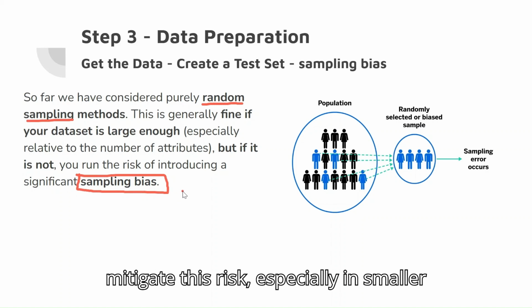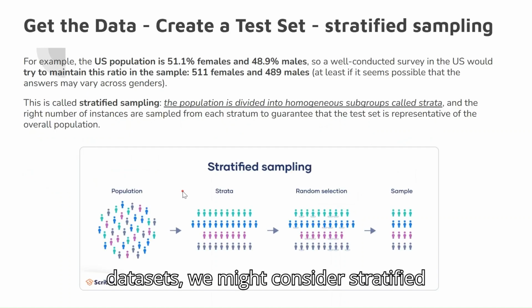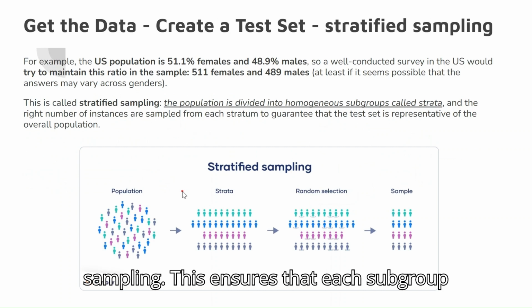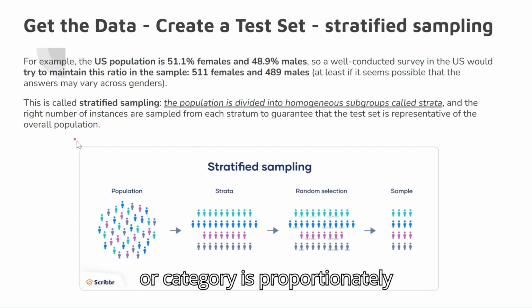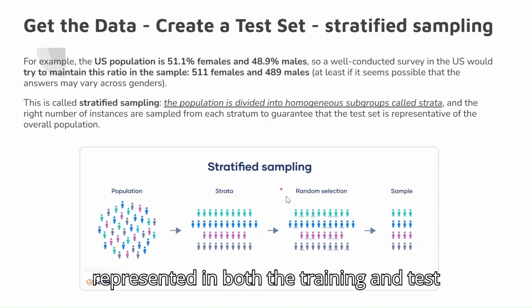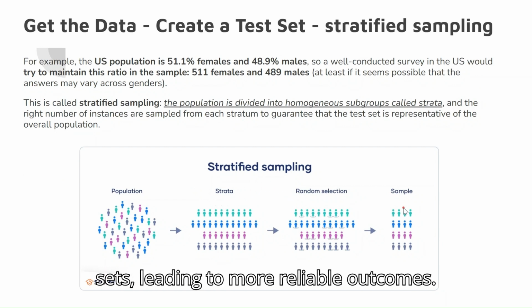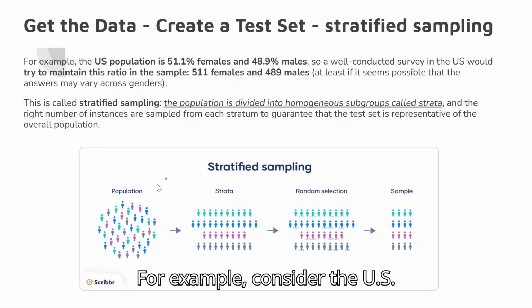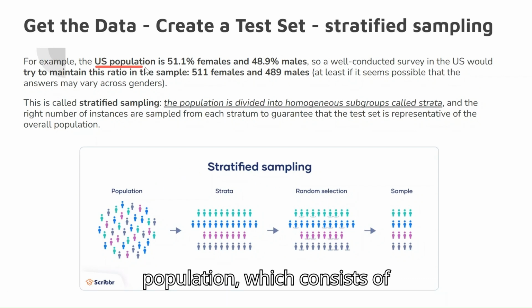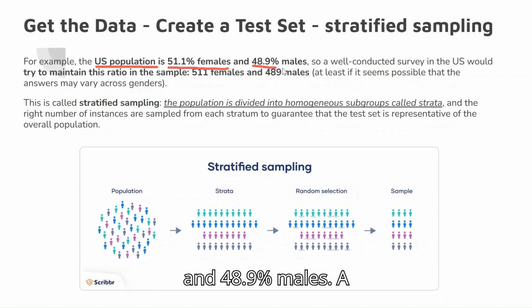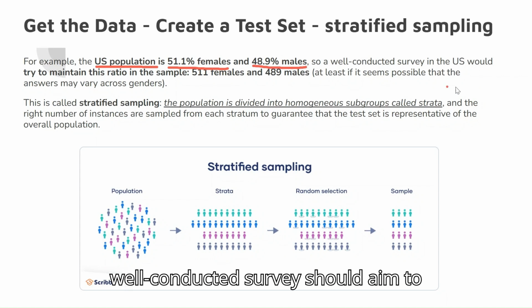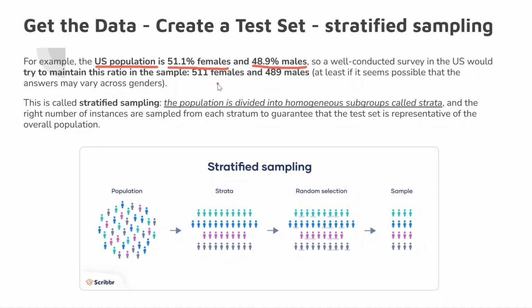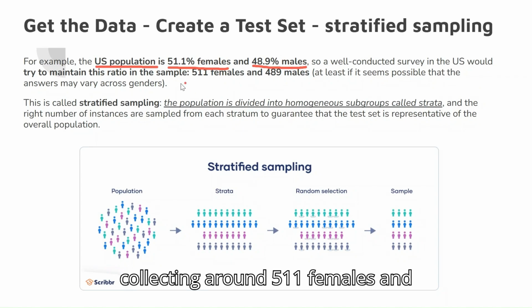To mitigate this risk, especially in smaller datasets, we might consider stratified sampling. This ensures that each subgroup or category is proportionally represented in both the training and test sets, leading to more reliable outcomes. For example, consider the U.S. population, which consists of approximately 51.1% females and 48.9% males. A well-conducted survey should aim to maintain this ratio in the sample, collecting around 511 females and 489 males, especially if responses might vary across genders.